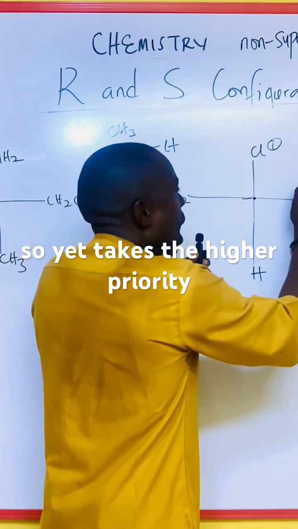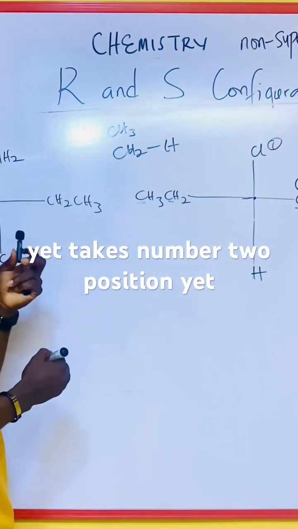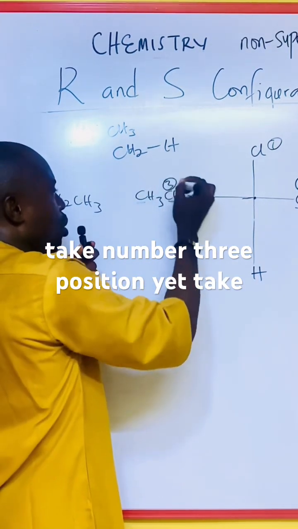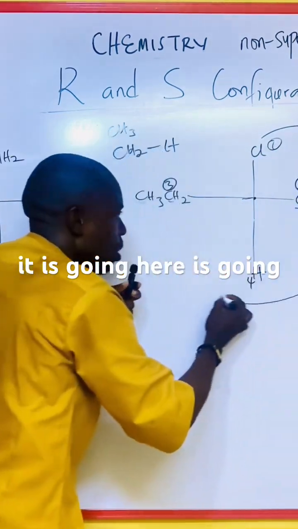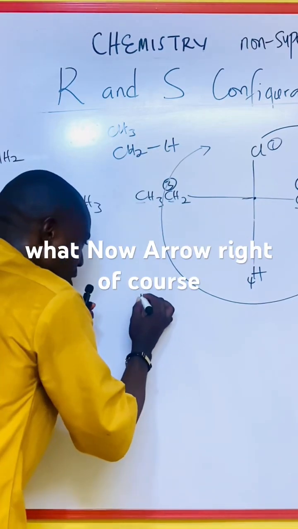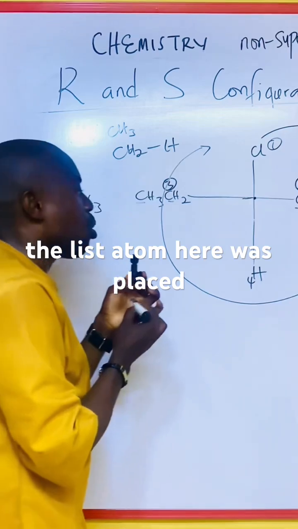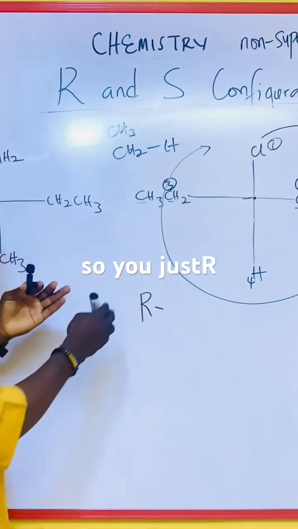So here takes the higher priority, here takes number 2 position, here takes number 3 position, here takes number 4 position. So the way it is going here, it is going in the clockwise. So here becomes what now? Arrow. Right? Of course, the least atom here was placed in the vertical. That was why there was nothing like swapping here. So it just stays arrow.